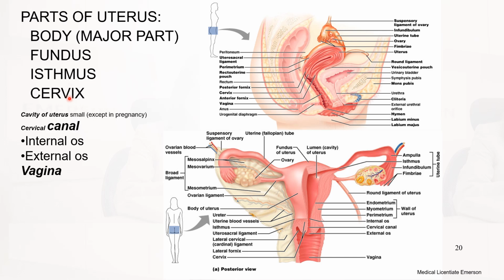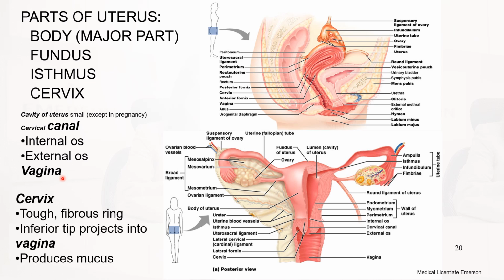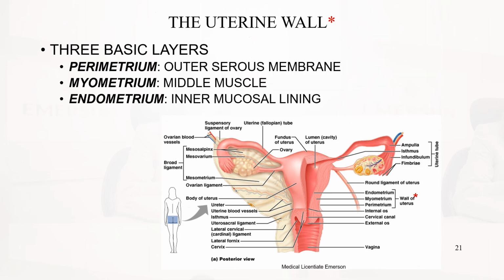Then the cavity of the uterus is small, except of course in pregnancy. Then the cervical canal, I think I already mentioned, the cervical canal has the internal os and the external os. Then below it, finally you find the vagina. Okay, then the cervix, the tough fibrous ring, whose inferior tip projects into the vagina, and it produces mucus.